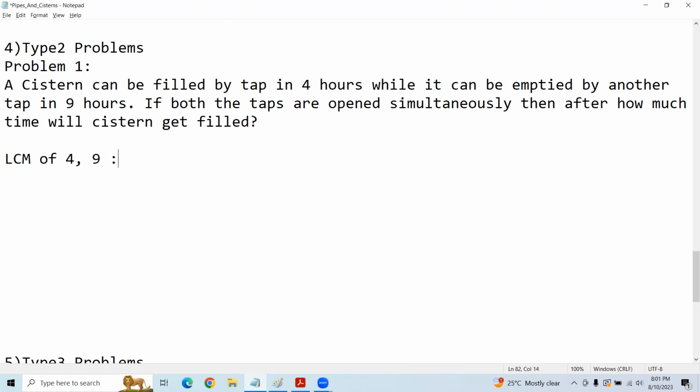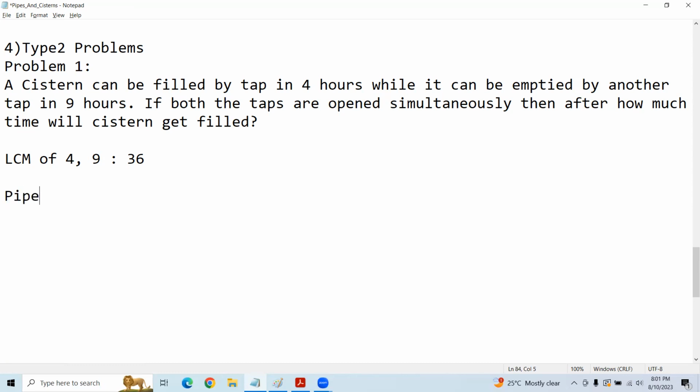So for any problem of pipes and cistern, work and time, our first step will be common, that is to find the LCM. So that's why we should be very comfortable with LCM. So LCM of 4, 9. What is the bigger number? 9. 9 ones are 9. Is it divisible by 4? No. 9 twos are 18? No. 9 threes are 27? No. 9 fours are 36? Yes. So we can say that 36 liters is our total capacity of the water tank.